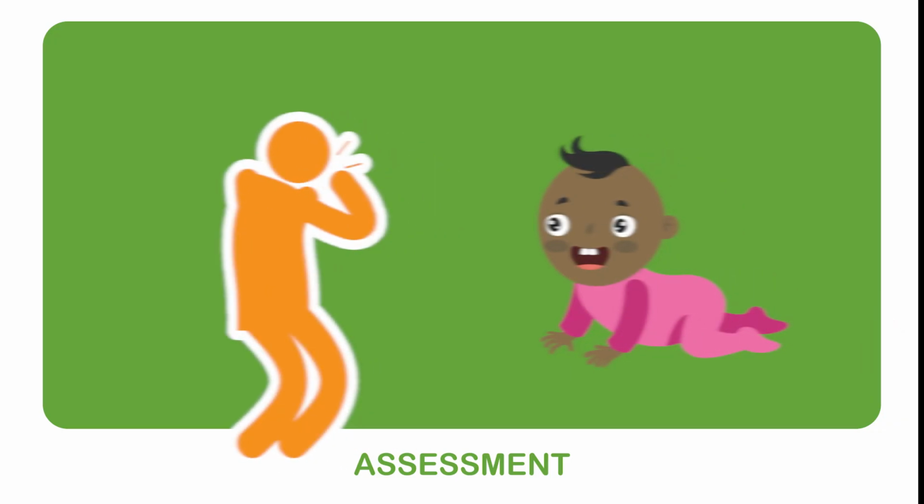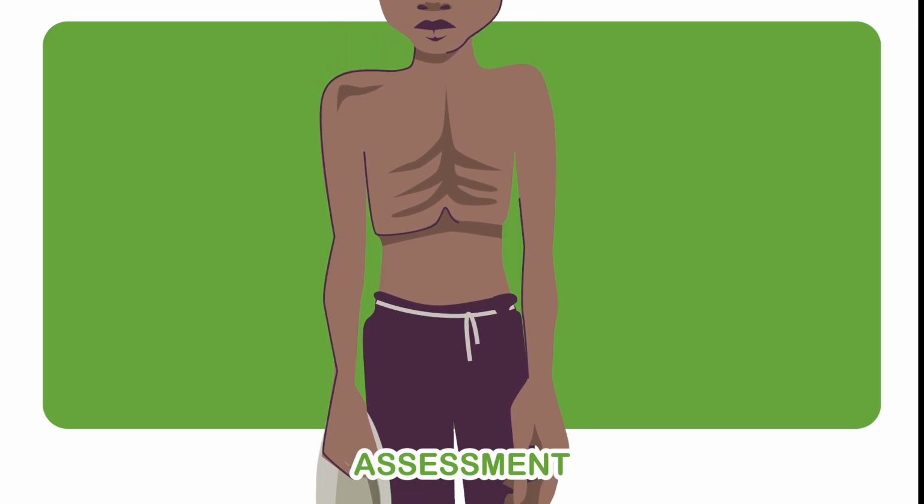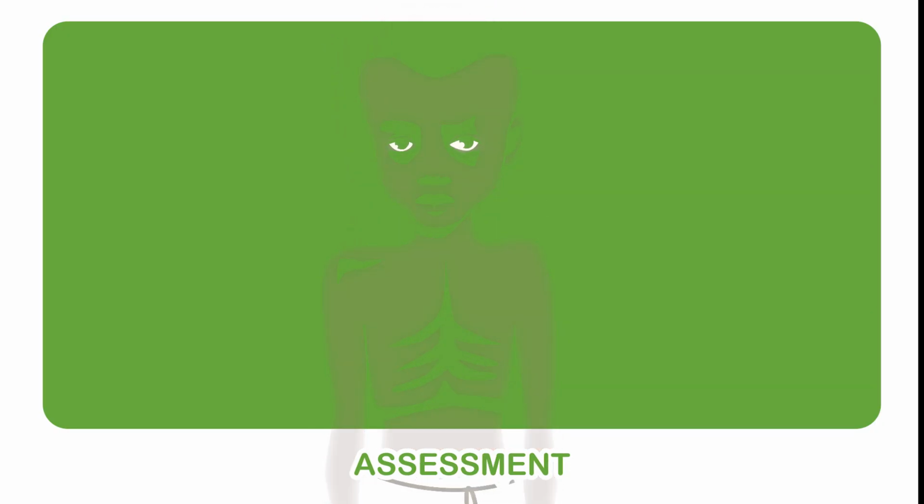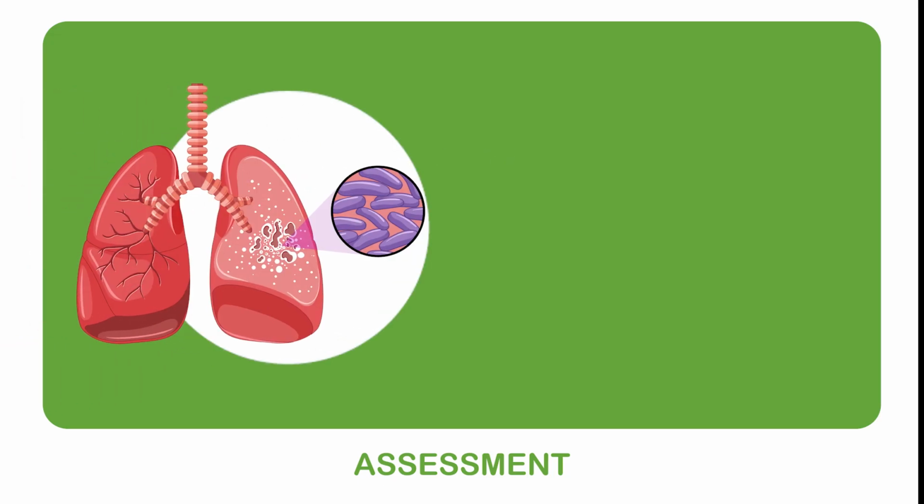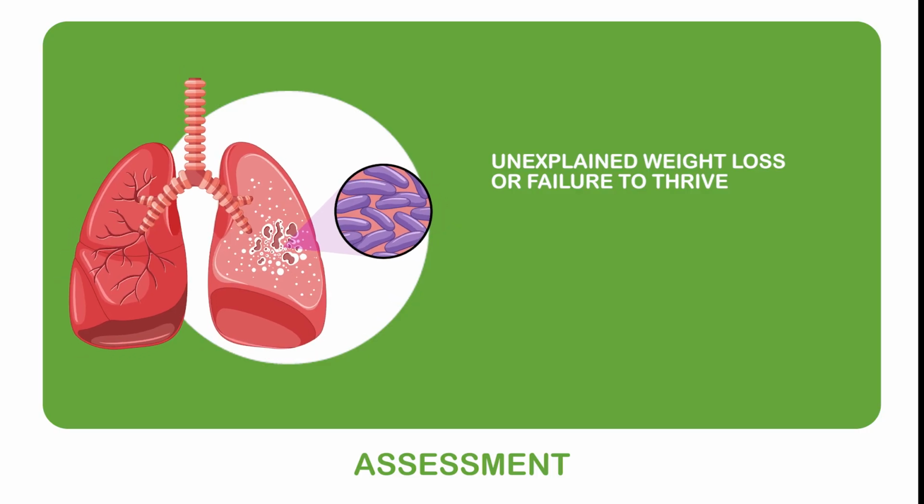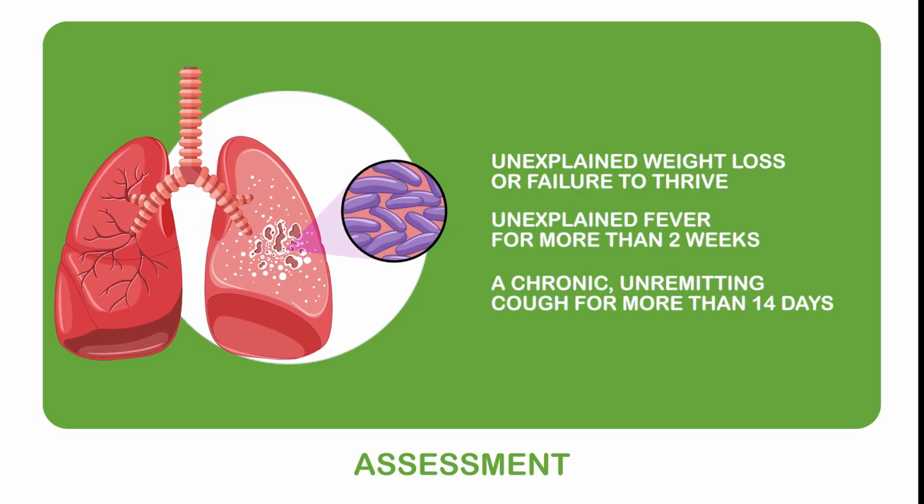Most children acquire tuberculosis from infected adults by inhalation. Malnourished, immunosuppressed children with HIV and AIDS and children under 5 years of age are at increased risk for pulmonary tuberculosis. Signs and symptoms also include unexplained weight loss or failure to thrive, unexplained fever for more than 2 weeks, chronic unremitting cough for more than 14 days.